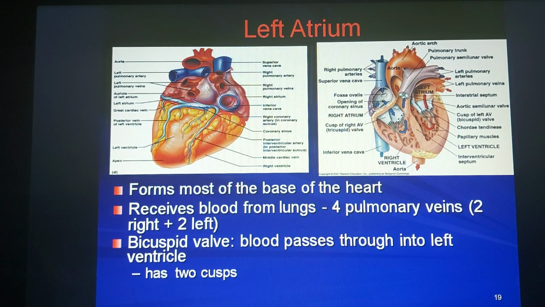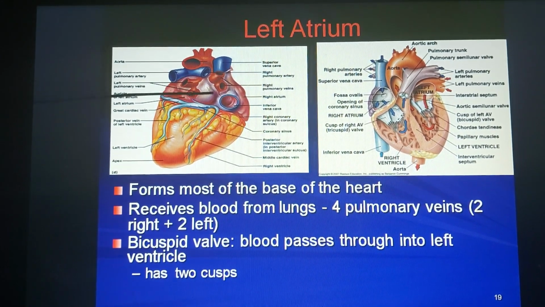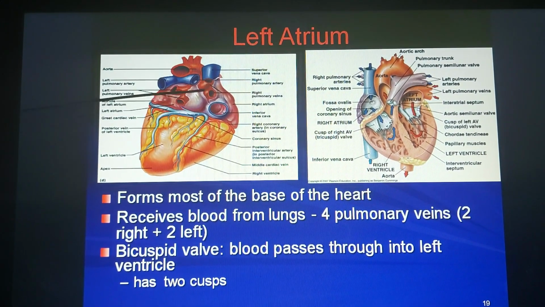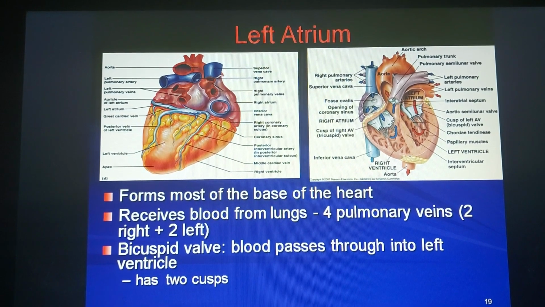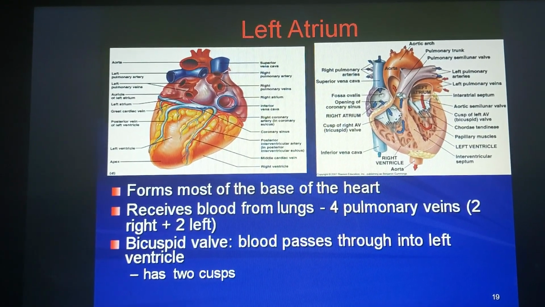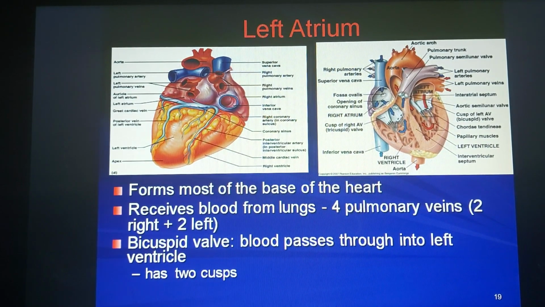So most of the base of the heart is mainly formed by the left atrium. These 2 are the right pulmonary veins, and these 2 are the left pulmonary veins. This one is the left atrium. It forms most of the base of the heart and receives blood from the lungs. It contains 4 pulmonary veins, 2 on the right side and 2 on the left side.